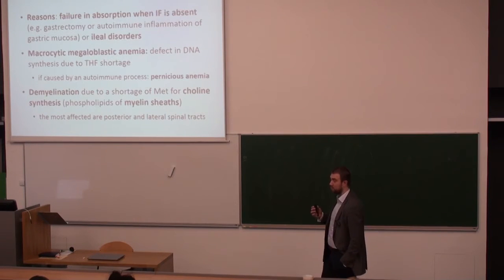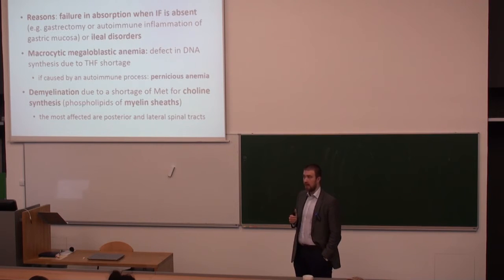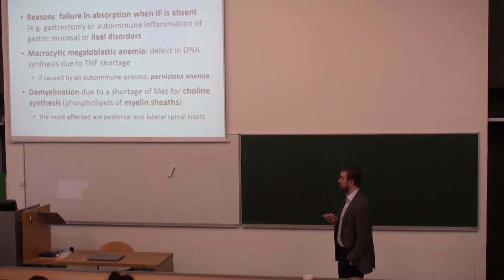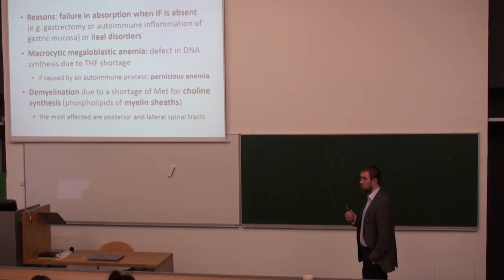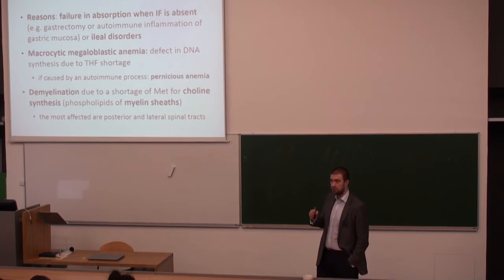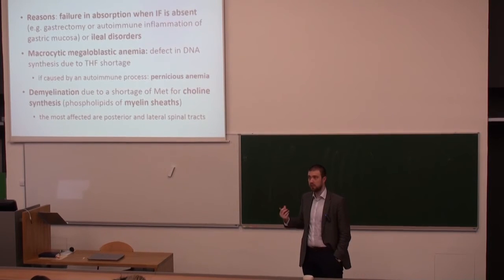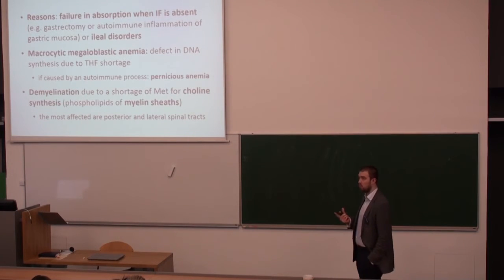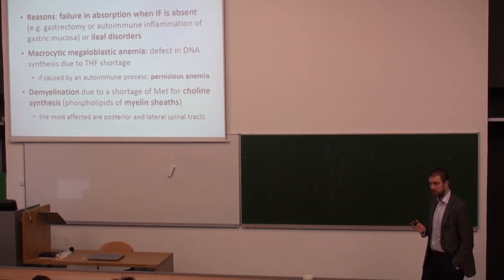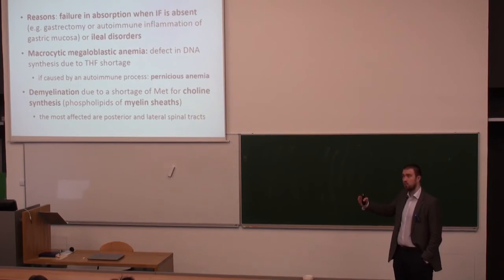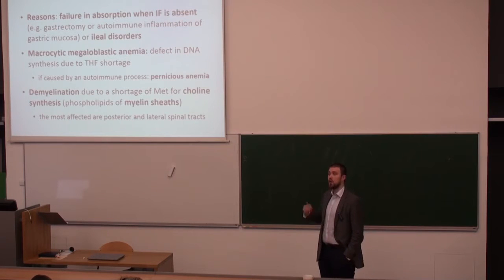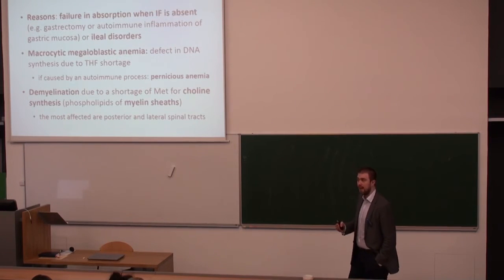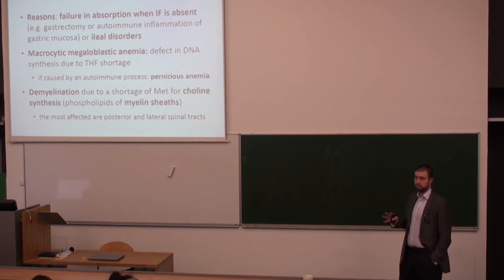What are the most common reasons for the deficiency? Most common reasons are two. That means that you have the problem in the stomach, where you produce the intrinsic factor. So for example, if you have the surgery where you remove a big part of the stomach, you can have a problem. Or if you have autoimmune gastritis that targets the cells producing vitamin B12 intrinsic factor, you will also have deficiency. And these conditions are not so rare.